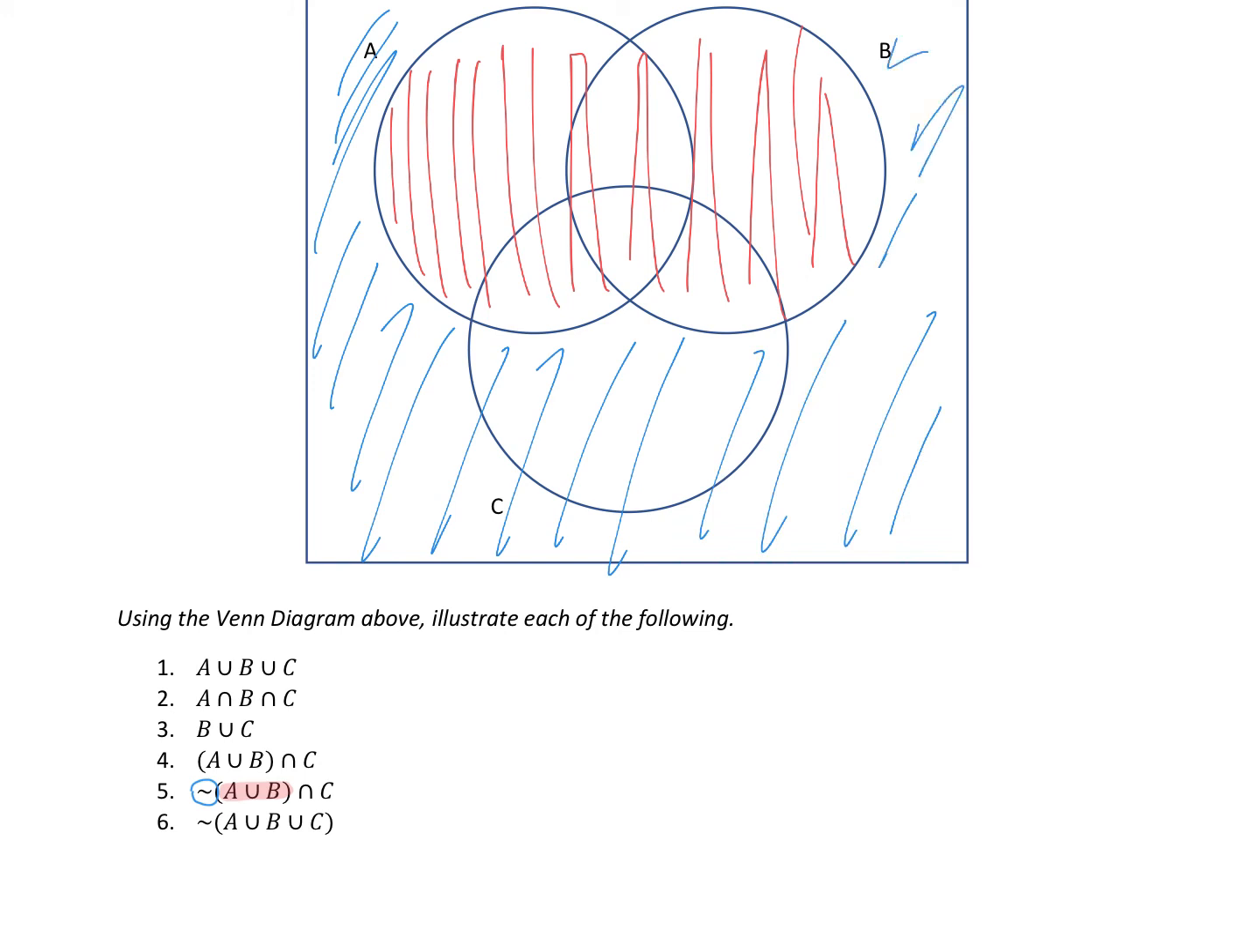And then I want to know what that has in common with C. So what is blue and also in set C? Well, what's blue and that's also in set C is going to be this part right here. This is blue and it's within that circle C. So this little section at the bottom of set C that I just shaded in gray, that is going to be the solution using a Venn diagram for number 5. So that's the complement of A union B intersect with C.